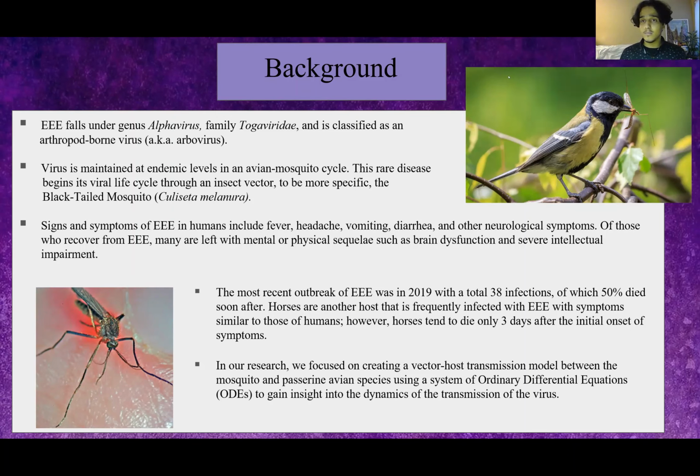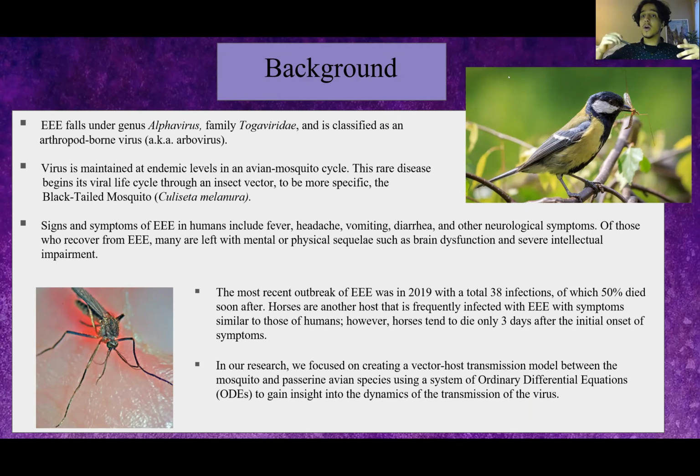Now, signs and symptoms of triple E in humans include fever, headache, vomiting, diarrhea, and other neurological symptoms. These neurological symptoms only occur if the individual's central nervous system is affected, so this doesn't occur in all individuals. It typically tends to be in older individuals, as younger individuals have a better immune system and aren't as immunocompromised.